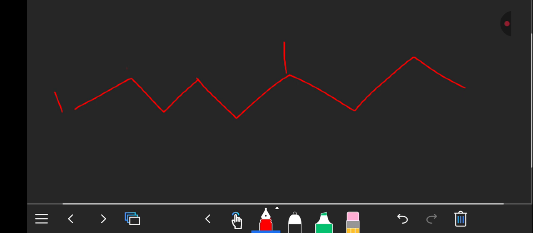So 1, 2, 3, 4, 5, 6. You can't go here because this is not the longest. If you say 6, 7, that is not the longest. So you probably go this way. So 6, 7, 8, 9.